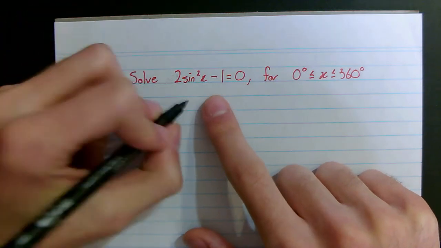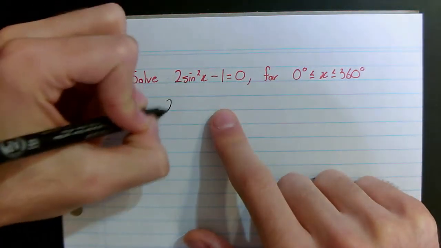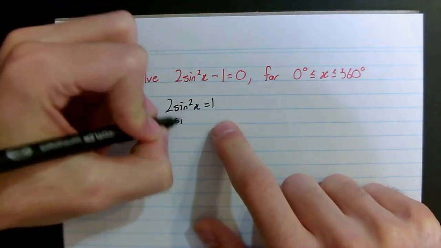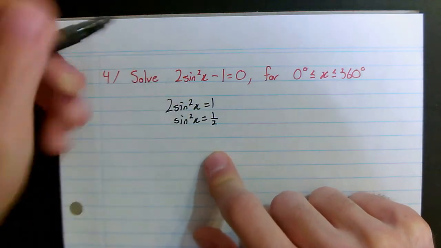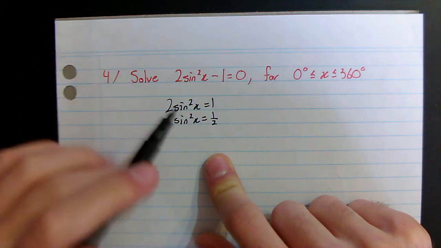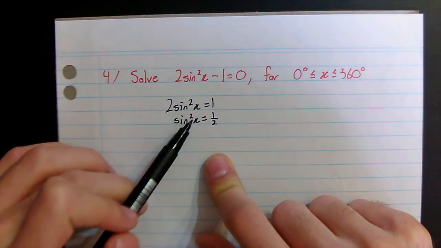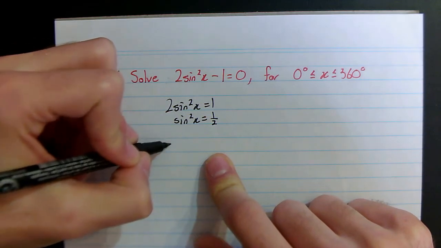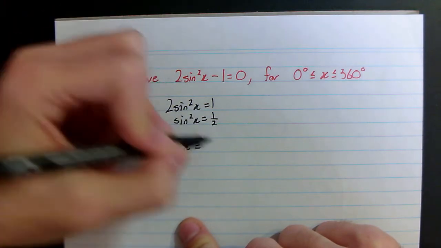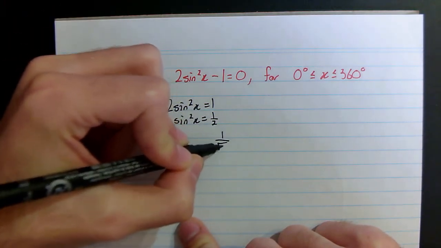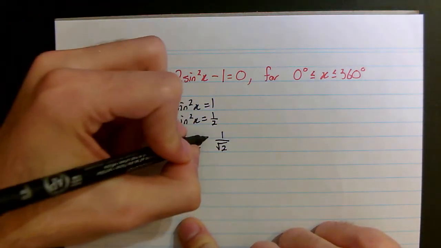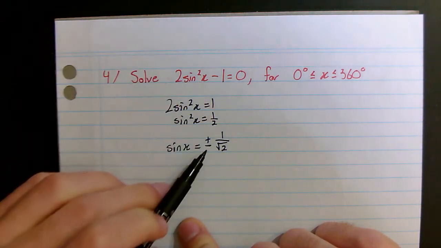So what we're going to do is add the 1 to get 2 sine squared x equals 1, divide by 2 to get sine squared x equals a half, and because it's sine squared, we don't want this sine squared, we just want sine x. So how we get rid of this squared is we square root. So sine x equals, now the square root of a half is 1 on root 2. However, because we square root it, it can be plus or minus, positive or negative.